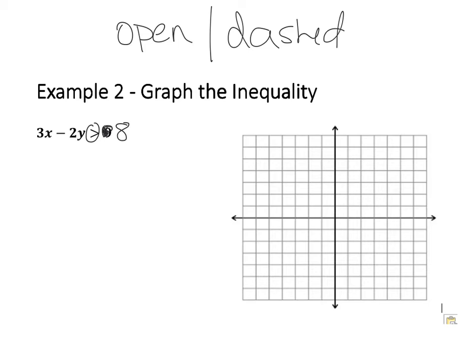Next step, put it in slope-intercept form. Or if you want to, you can use your x and y intercepts. It's up to you. I'm going to do the slope-intercept form. So first of all, I move the 3x over.